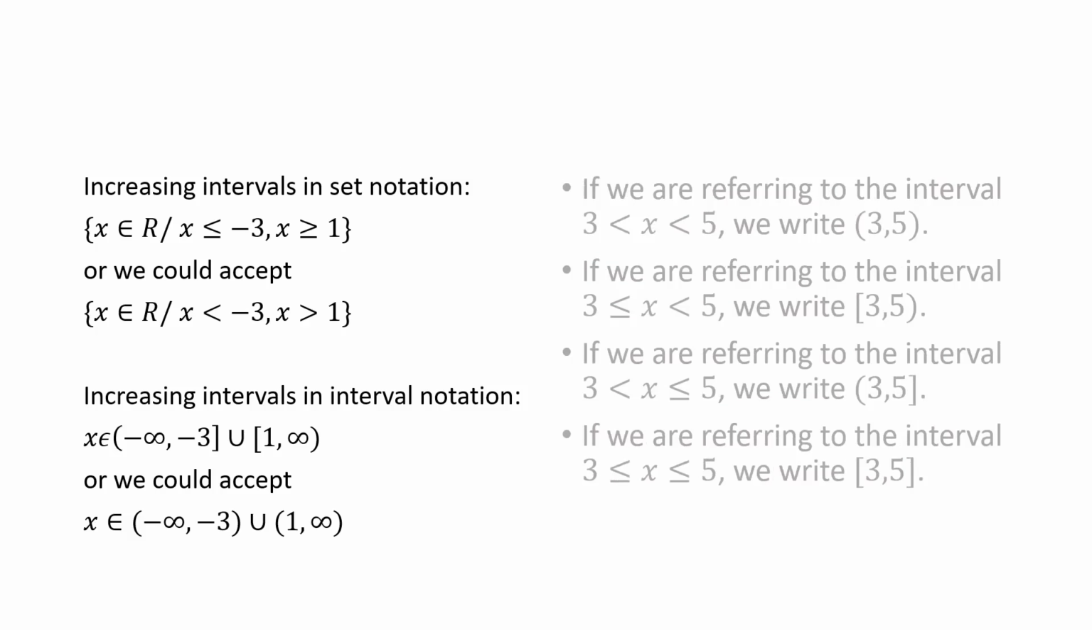So if we're referring to the interval 3 less than x less than 5, we write 3 to 5. Both have round brackets. If we're referring to the interval 3 less than or equal to x less than 5, we write the interval this way: 3 to 5, square bracket on the 3 because it's included in the interval. Okay? And the other examples are shown below.